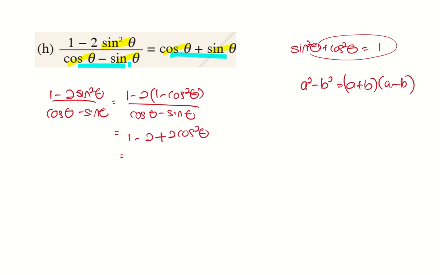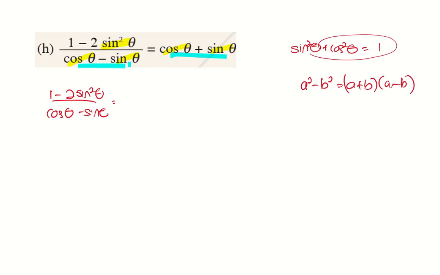That will be negative 1 plus 2 cos square theta. No, that is not correct. Okay, so I want to create something that has cos theta plus sine theta on top. Okay, let's try another way.